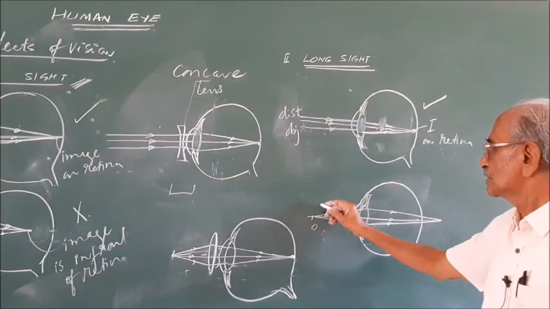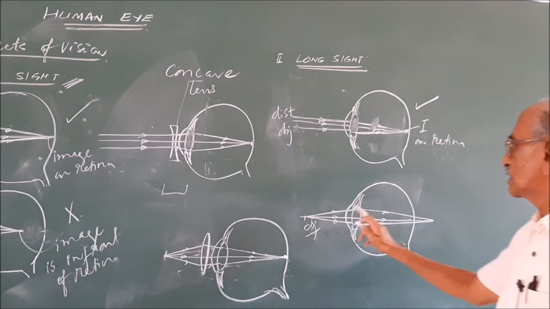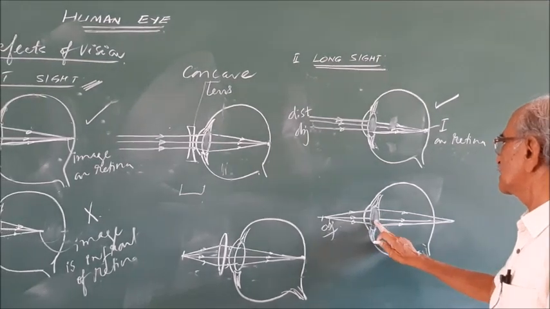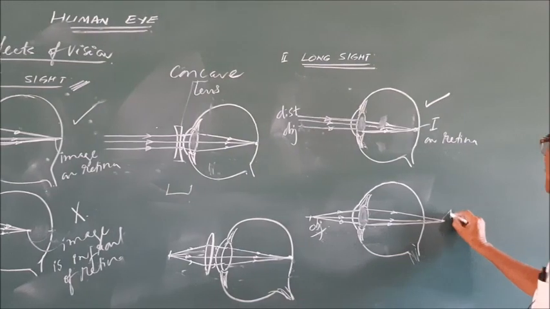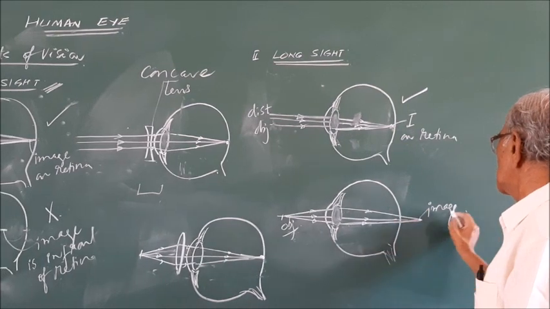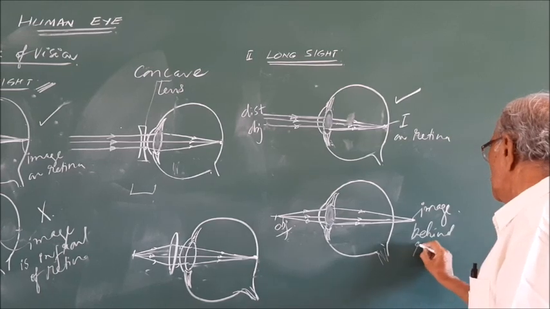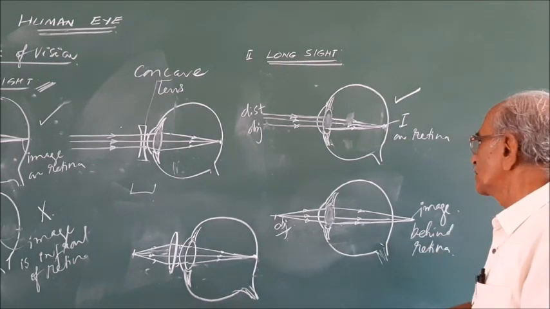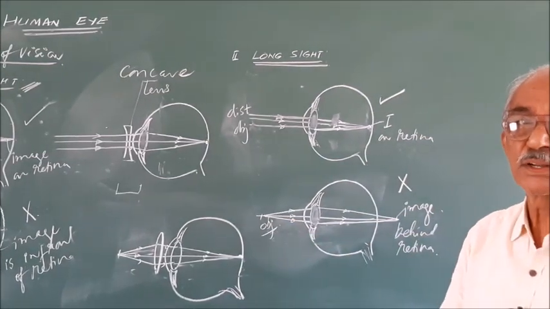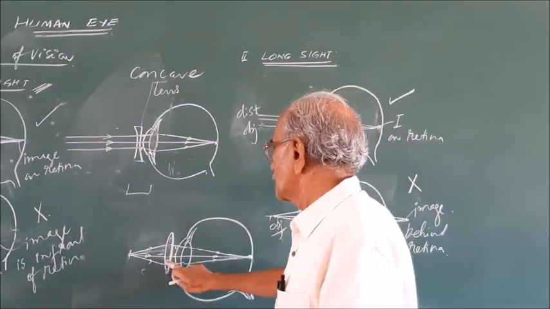If we keep the object at a short distance, within the near point, the rays are diverging. The eye lens tries to adjust its focal length as much as possible, still it is not able to form the image on the retina. So the image is formed behind the retina. So we don't see close objects, short distant objects.